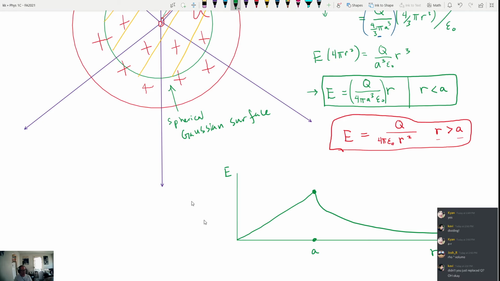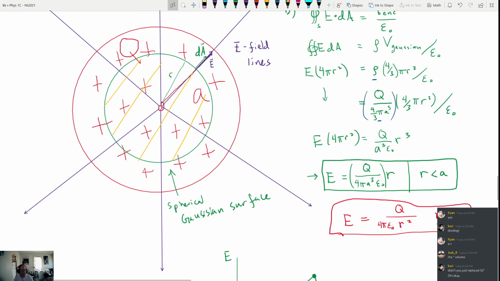Not really drawn to scale, but this is in general what the picture of the electric field as a function of radius is for a solid insulating object like this.